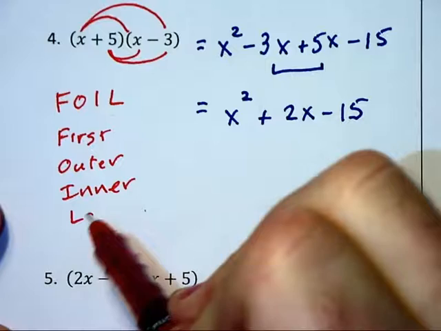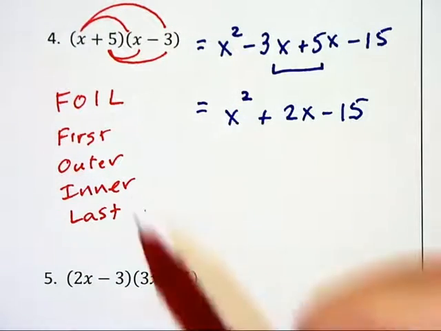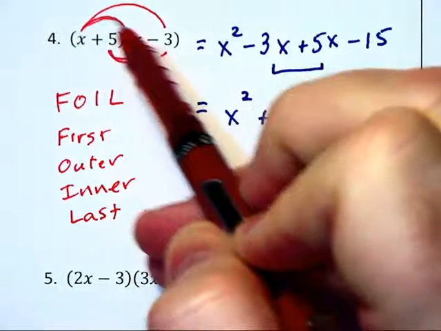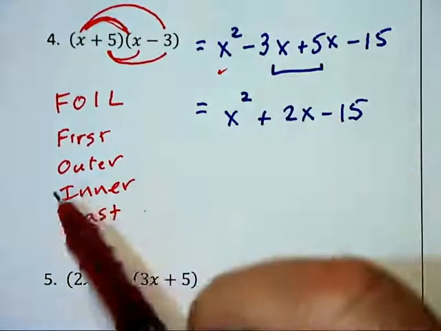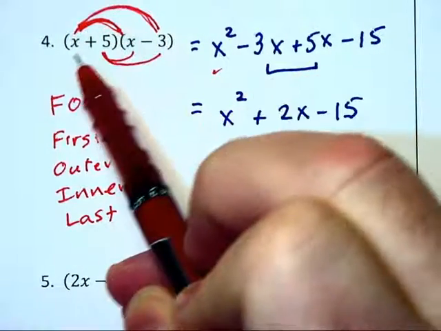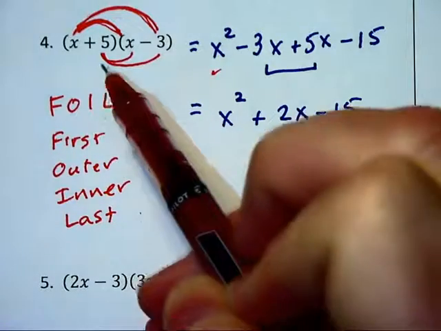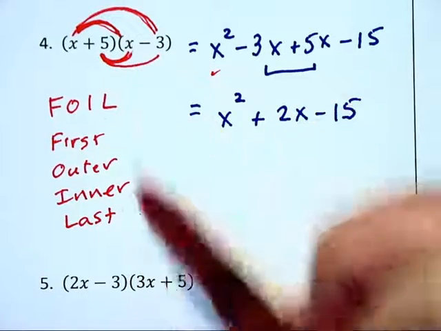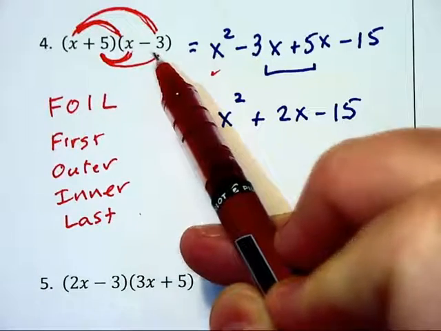And it helps people to make sure when they're beginning to do this type of distribution that they don't miss any terms. The first F stands for multiplying the first thing within each parentheses, x times x, and that's what we did when we found x squared. O for outer says multiply together the two terms on the far outside, the x on the far left and the minus 3 on the far right. I for inner tells us to multiply the two numbers closest together, the 5 and the x, and L for last is 5 times negative 3, the last thing within each parentheses.